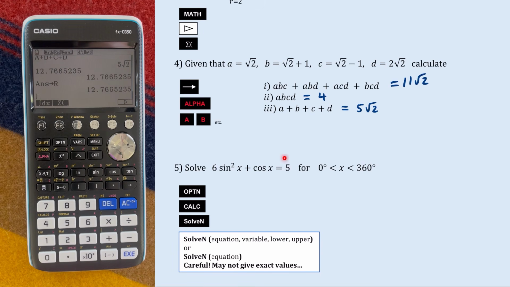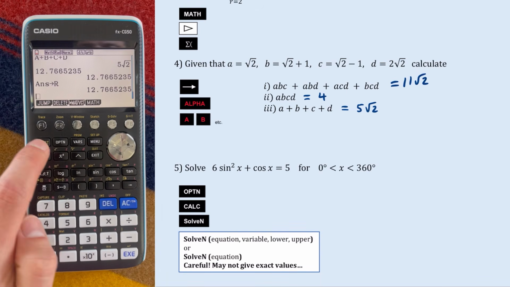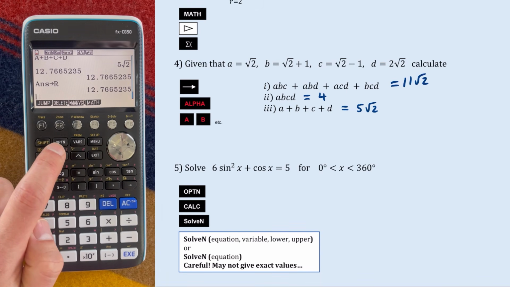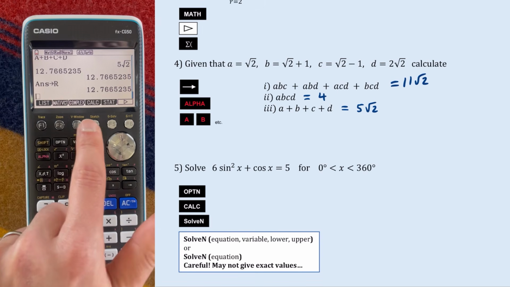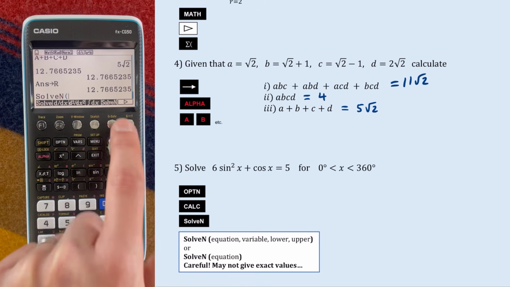So we're going to try and solve this equation. I'm going to exit this so I can go back up to the main screen, and I'm going to press Option, then Calc, and then Solve N. So Option, Calc for some calculations, and then I'm going to press this Solve N at the end here.